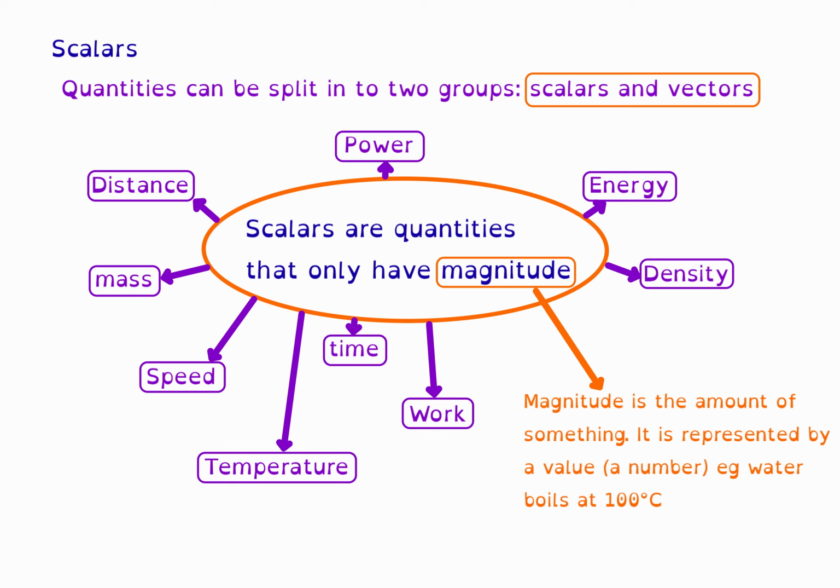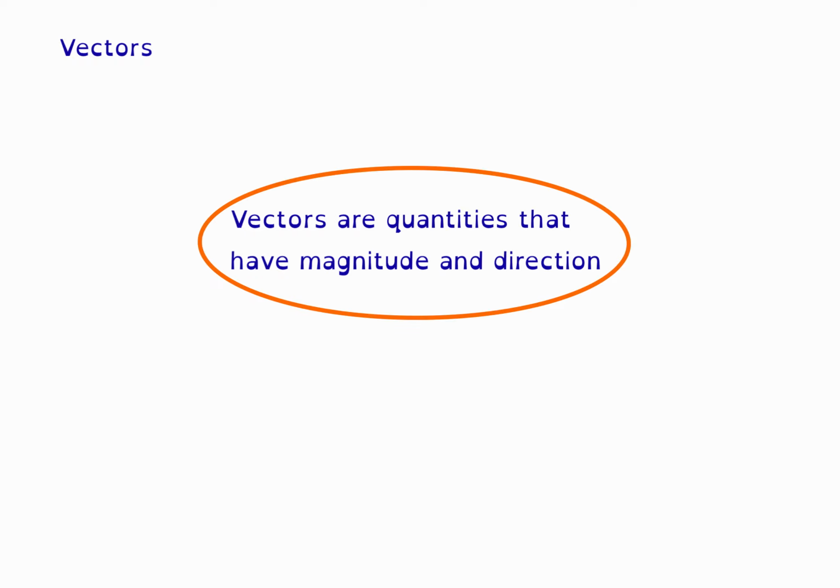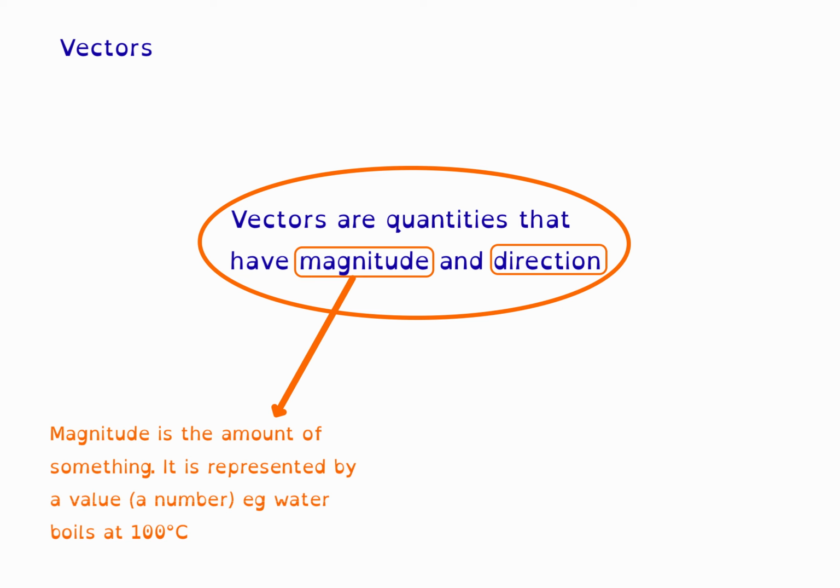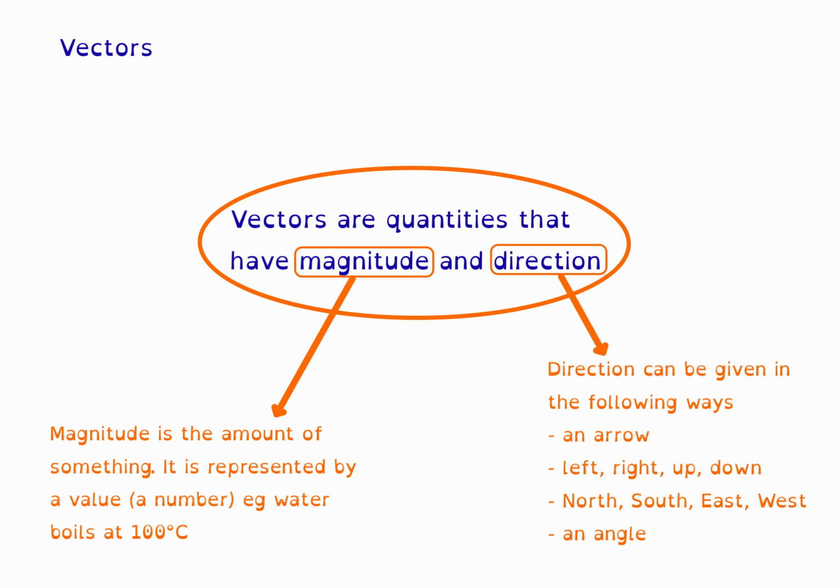Vectors are quantities that have magnitude and direction. Magnitude is the same as it is in scalars, so it's the amount of something. The direction can be given in the following ways. It could be an arrow, it could be left, right, up, down, it could be north, south, east or west, or it could be an angle that's given to show the direction of something like a force.